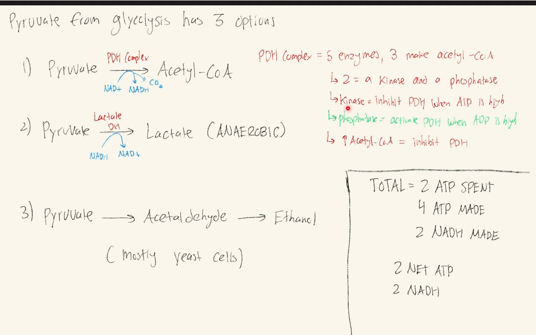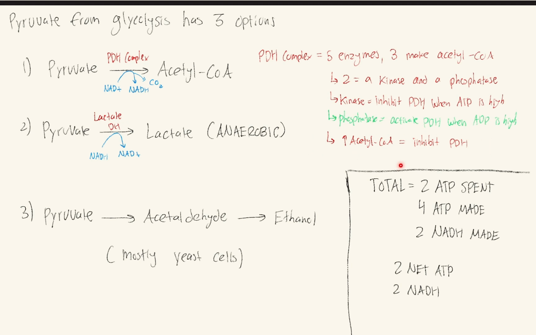The kinase will inhibit pyruvate dehydrogenase when ATP levels are high. This makes sense. If ATP levels are high, we don't need to be making acetyl-CoA that will enter the citric acid cycle and make even more ATP. So when ATP is high, we're going to shut it down. Likewise, the phosphatase will activate instead of inhibit pyruvate dehydrogenase when ADP is high. This makes perfect sense because when ADP is high, we have tons of molecules that are just begging to be phosphorylated into ATP. So pyruvate dehydrogenase will really want to speed up the production of acetyl-CoA so it can enter the citric acid cycle, so it can enter the electron transport chain and then produce tons of ATP.